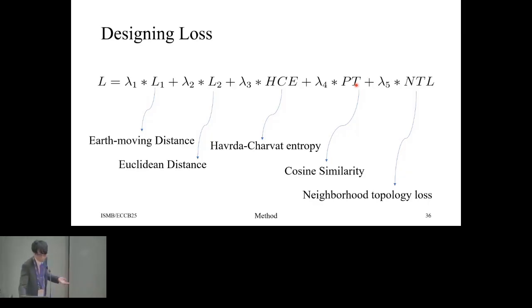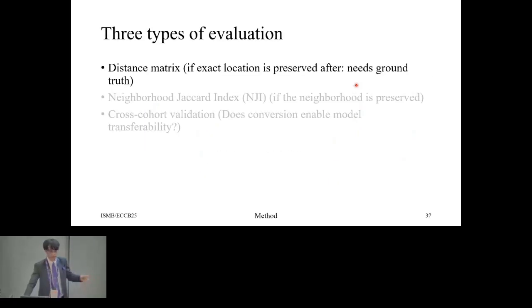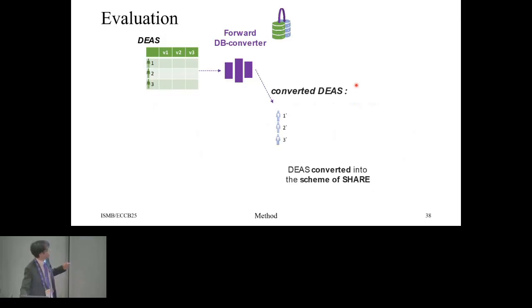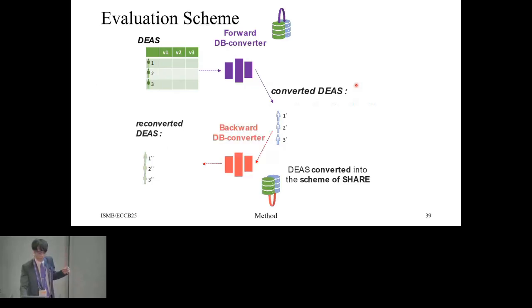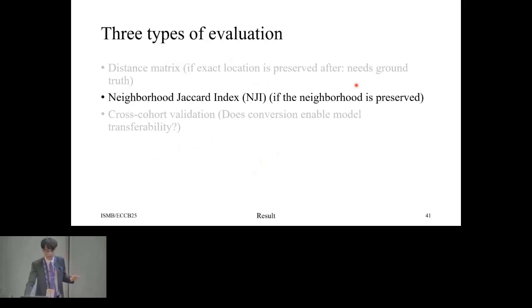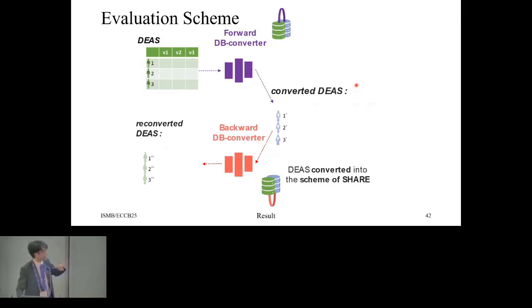So we evaluate our method in three ways. First is looking at the distance matrix. We take one of these datasets, convert it with the forward DB converter, and convert it back with the backward DB converter. The color is not good here, but we evaluate in between these two because they should be the same. Same for the neighborhood checkout index. In the same way, we compare in between these two, and we also do the other way around.